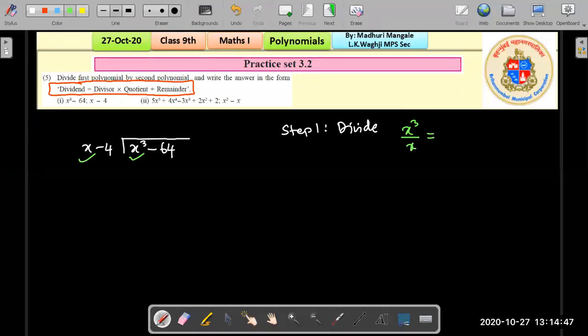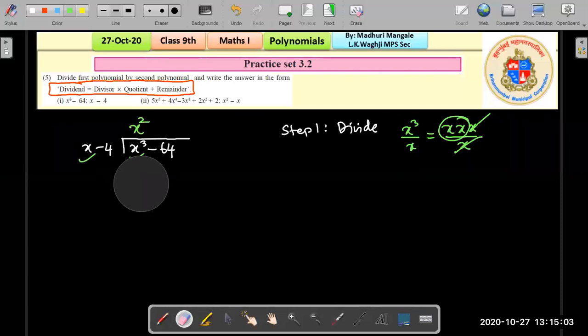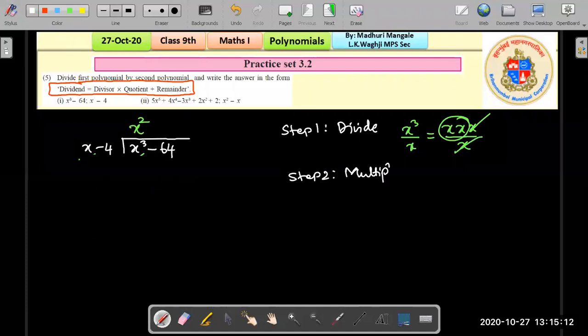We know x cube is x times x, and we are dividing it by x. So x and x get crossed out. So we are left with x squared. That means we need to put x squared on the top. And then step 2, multiply whatever we got in step 1 with the divisor. So x squared times the divisor, which is x minus 4.